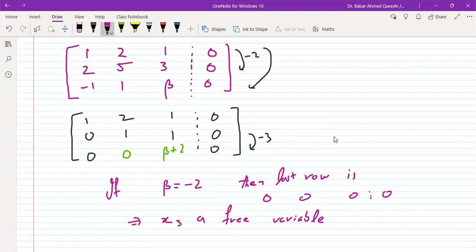Yes, absolutely. If any variable becomes free, it means you can give it any value and then you have infinite number of solutions.